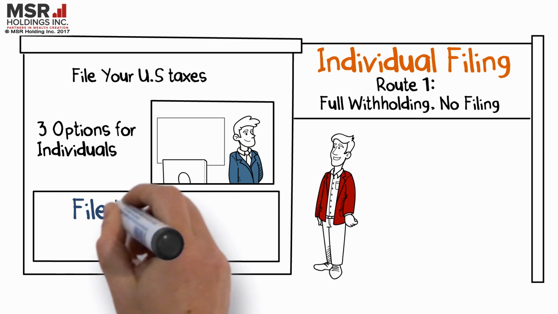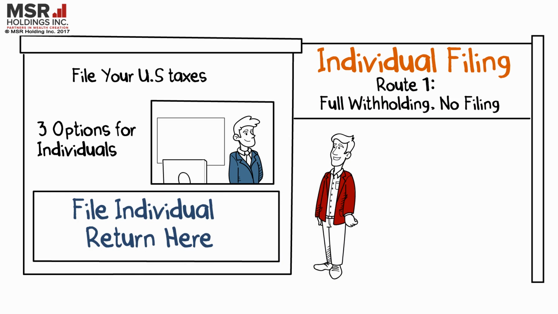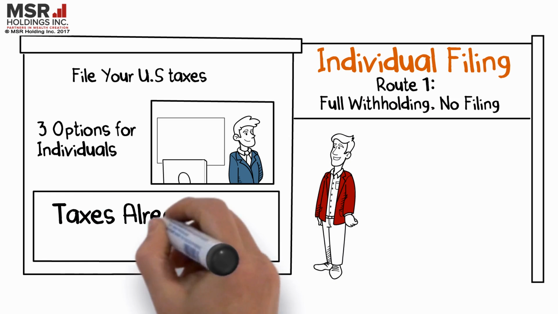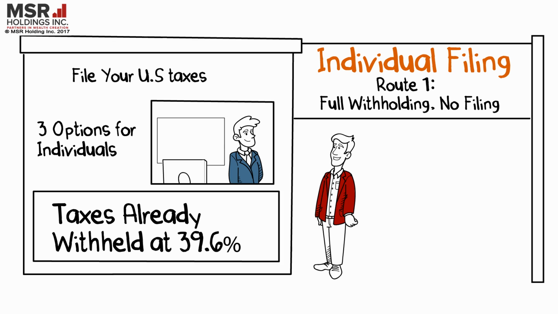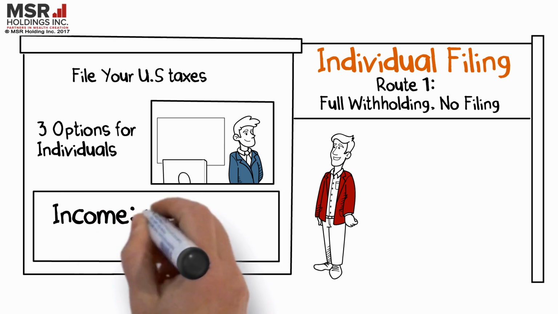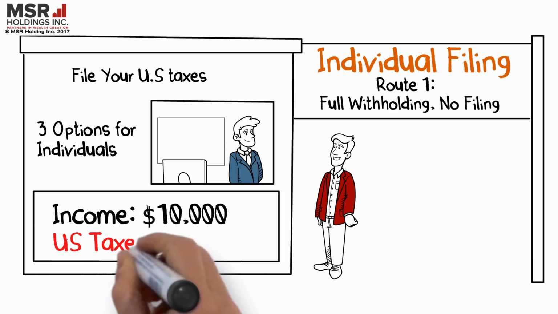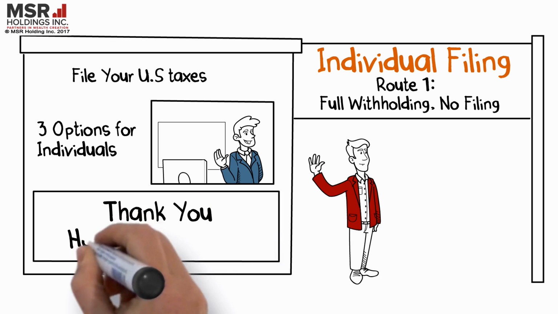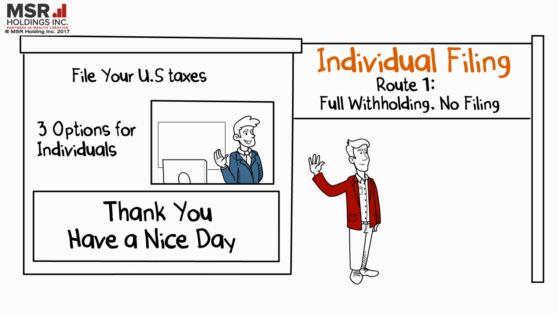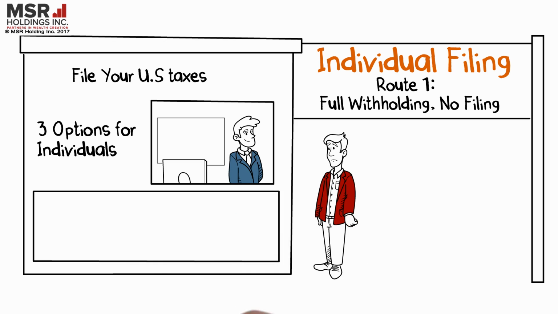Individual investing, Route 1, is the most straightforward. You can choose to have U.S. taxes withheld at the maximum rate of 39.6%, and you don't have to file a U.S. tax return. In this scenario, if your investment income is $10,000, funds withheld would be $3,960. This will be your final tax obligation to the IRS, and you won't need to take any further action. However, if you don't file, you will lose the full withholding tax amount on your investment income.